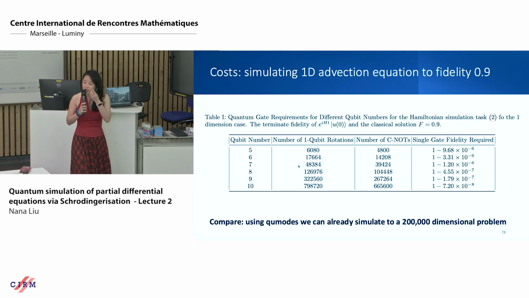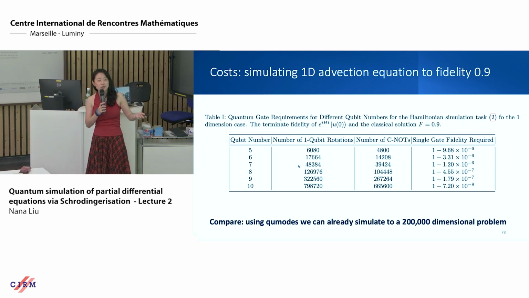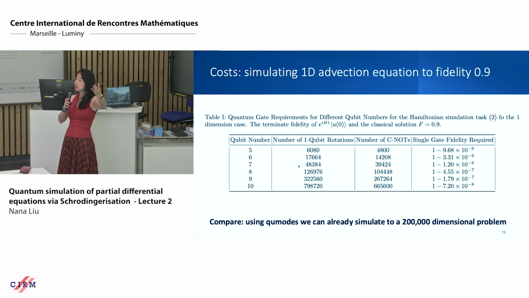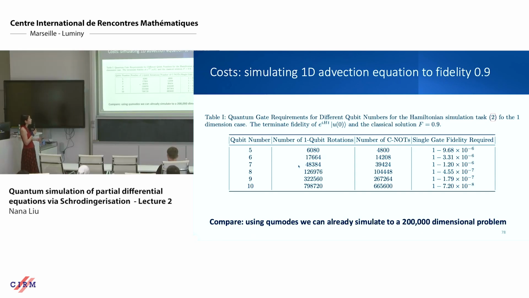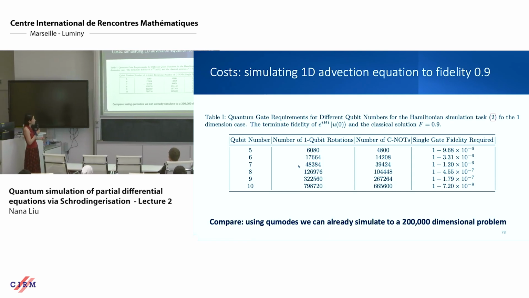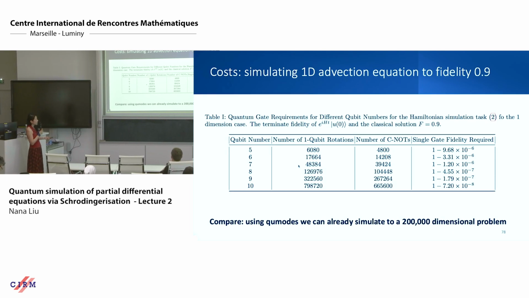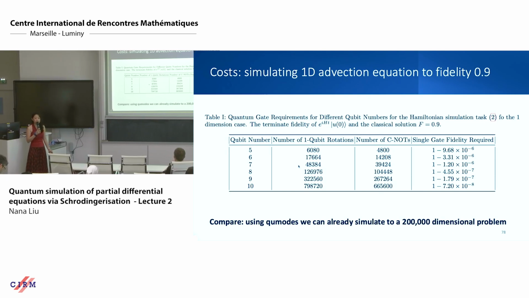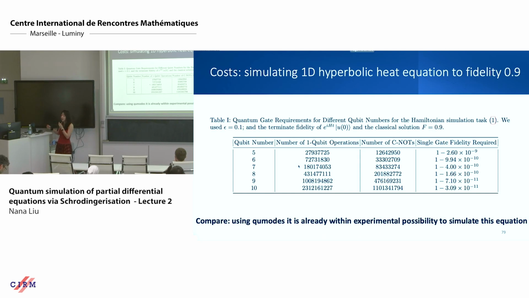You might have seen in your quantum error correction lectures that we're not at these numbers. If you get really high single gate fidelity, then you can do error correction, so you don't need to worry about this. But this just gives you a feeling of how far we are from doing this. You can see these requirements are quite high. But using qumodes, we can already simulate up to a 200,000 dimensional problem. This is the contrast, at least for these simpler types of problems.